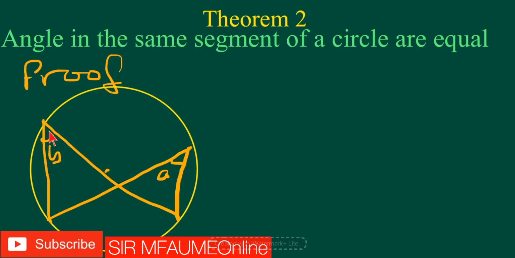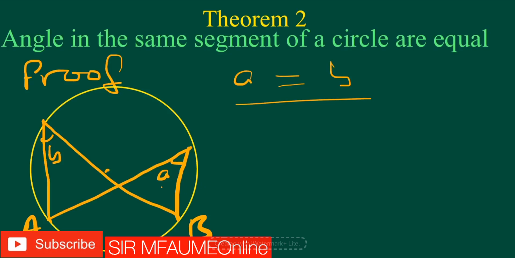This angle A and angle B both use this arc. Let's call it arc AB. Let me write AB. Both angle A and angle B use this arc AB. Because both use arc AB, we need to show that angle A is equal to angle B. We need to show this one. So how can I show that? I'm supposed to introduce another triangle here.